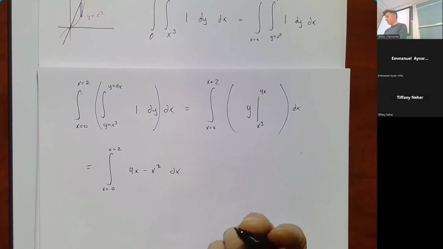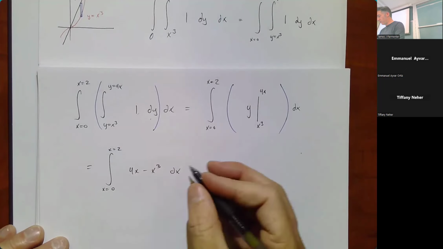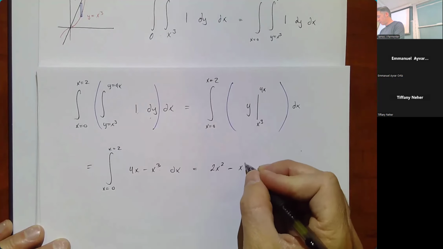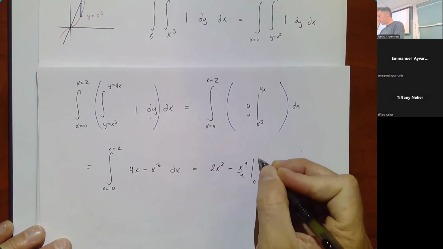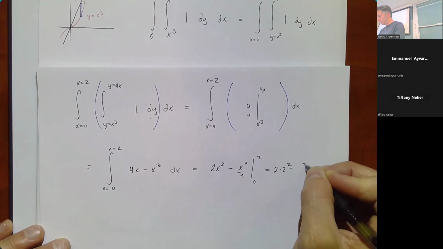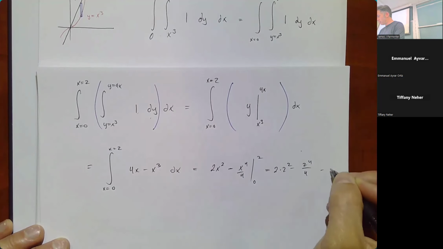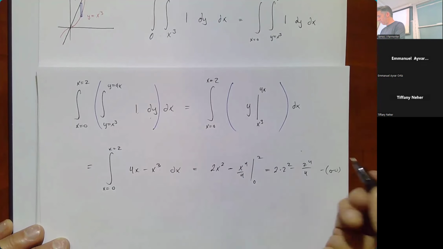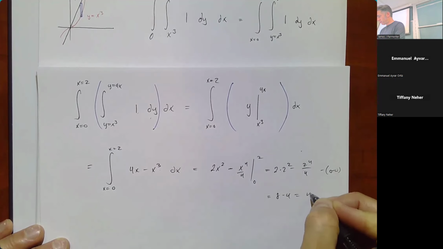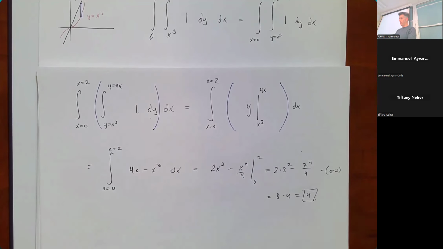If we wanted to finish this, it'd be just the usual process. You'd anti-differentiate this, you get 2x squared. You anti-differentiate that, you get x to the 4th over 4 from 0 to 2. You get 2 times 2 squared minus 2 to the 4th over 4 minus 0 minus 0. And you get, well, I don't know, 8 minus 4, I think. But that's not really the point. The point is that we can write it this way.